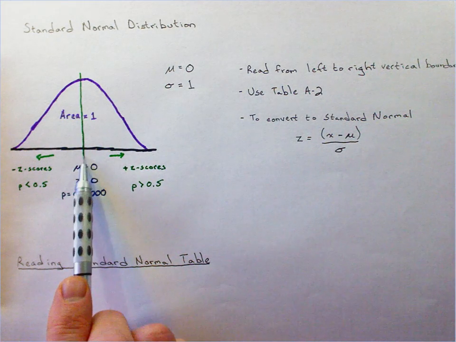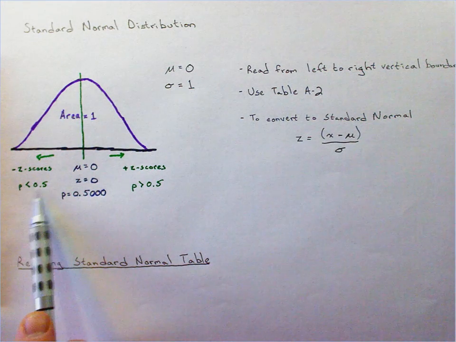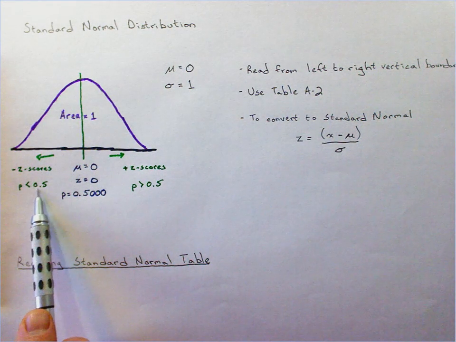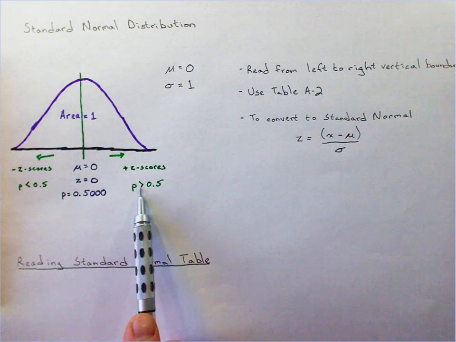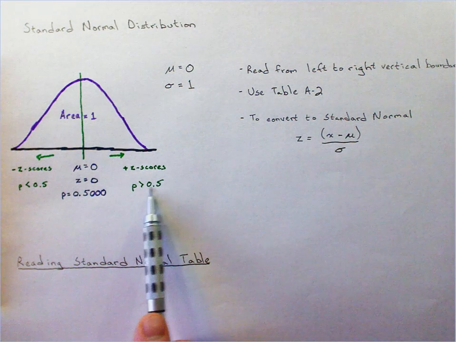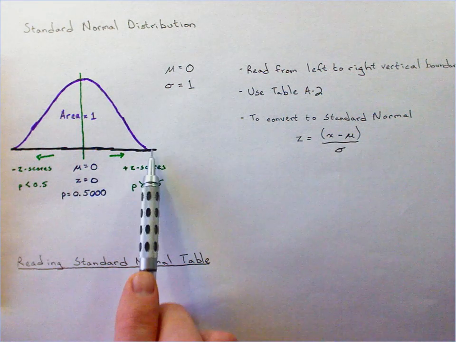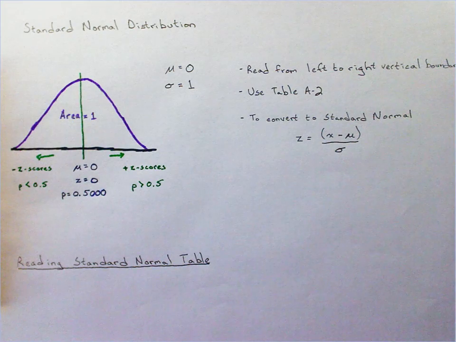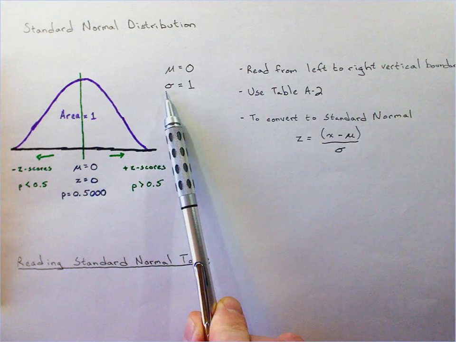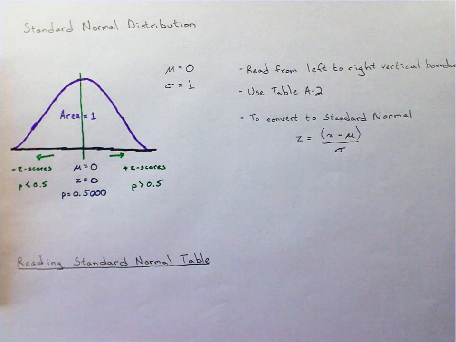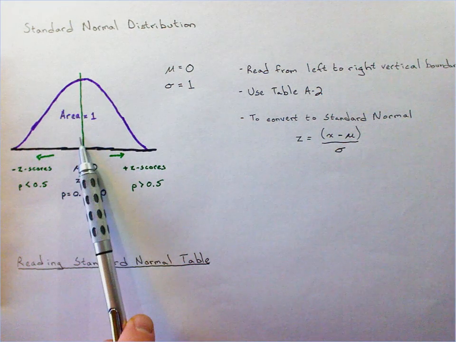To the left of the center, you will have negative z-scores, and you will have probabilities that are less than 0.5 or less than 50%. To the right, you will have z-scores that are positive, and you will have probabilities that are greater than 0.5. And just like with probability, we range from 0 to 1. For our standard normal distribution, we're always dealing with mu of 0 and sigma of 1.